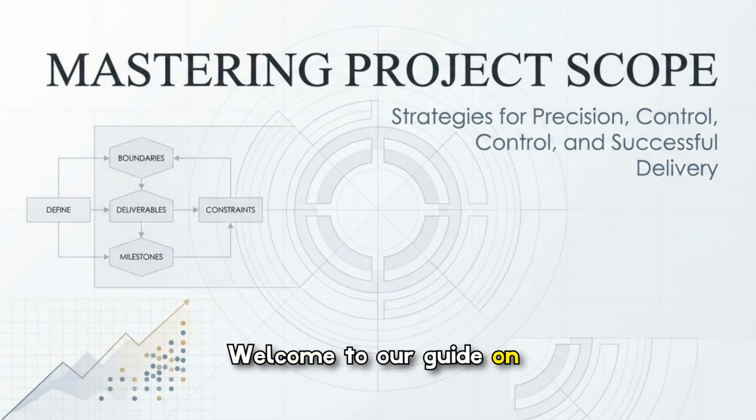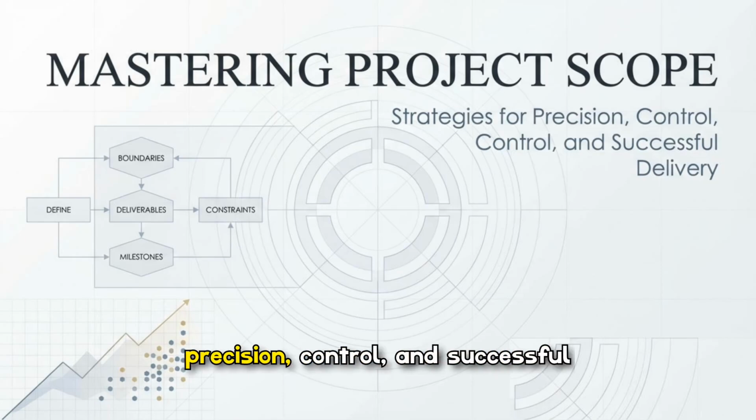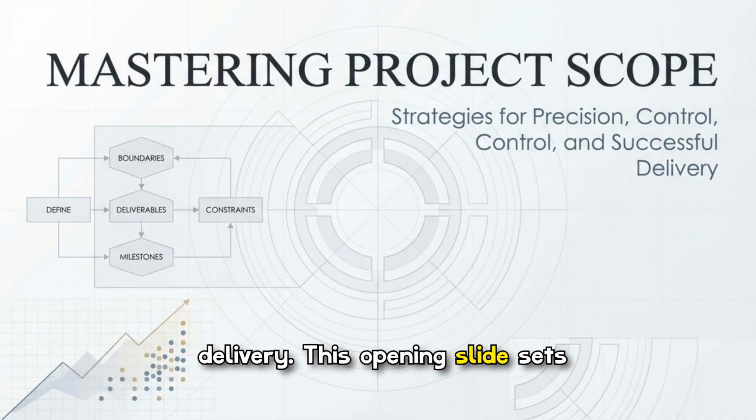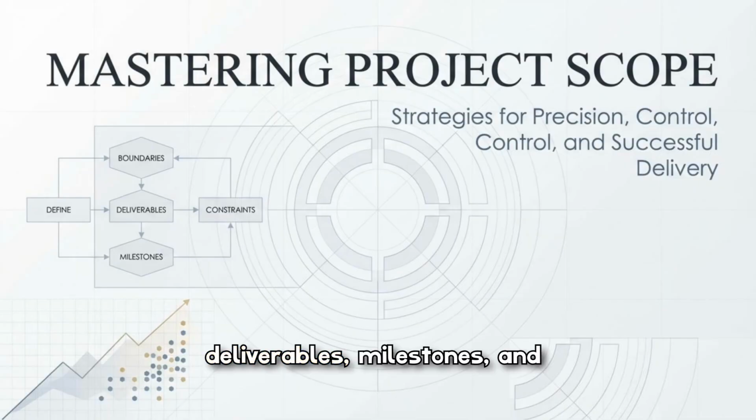Welcome to our guide on mastering project scope, where we focus on strategies for precision, control, and successful delivery. This opening slide sets the scene, defining boundaries, deliverables, milestones, and constraints so teams know what's in and out of scope from the start, which is the first step toward consistent decision-making and predictable outcomes throughout a project's lifecycle.